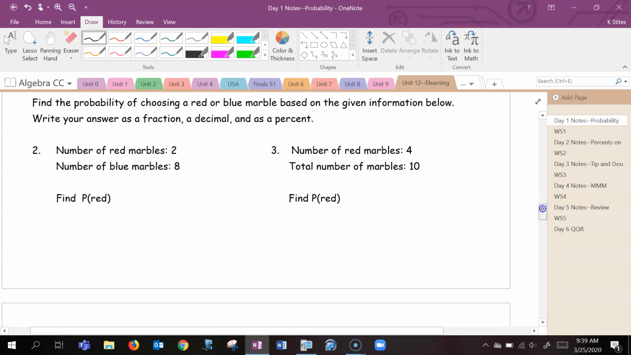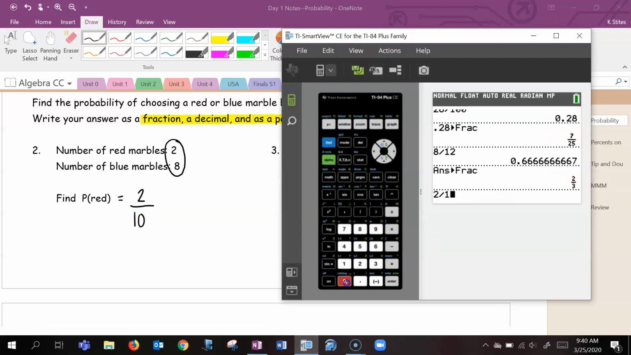Let's try another one. Find the probability of choosing a red or blue marble based on the given information, and this time we're going to give our answer as a fraction, a decimal, and a percent. In number 2, we have 2 red marbles, and we have 8 blue marbles, and I want to find the probability of red. So remember, desired outcomes on top. Red marbles are 2 over total marbles. Total marbles would be 2 plus 8, which is 10.